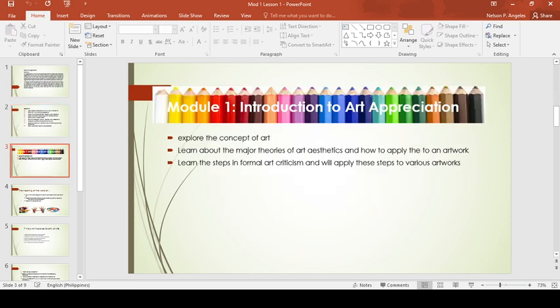So in Module 1, the introduction to art appreciation, this is to explore the concept of art, learn about the major theories of art aesthetics and how to apply them to an artwork. No? So learn the steps in formal art criticism and apply these steps to various artworks.